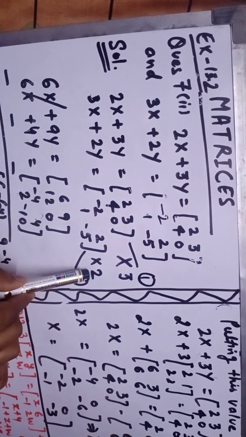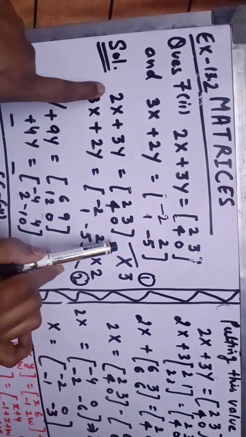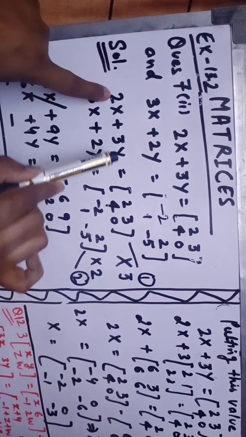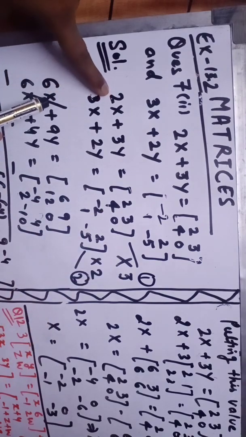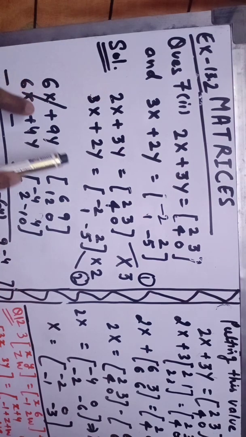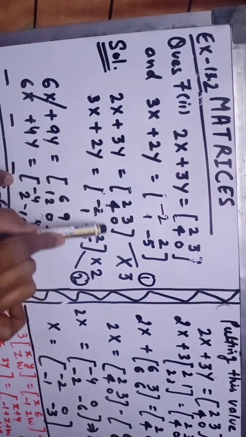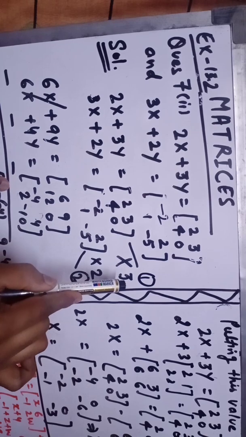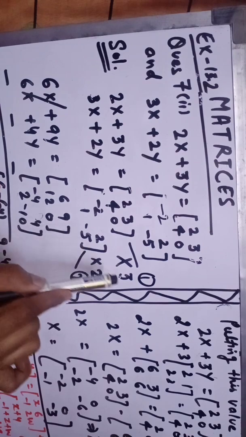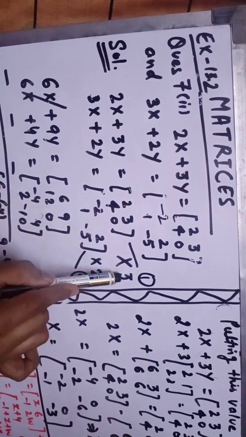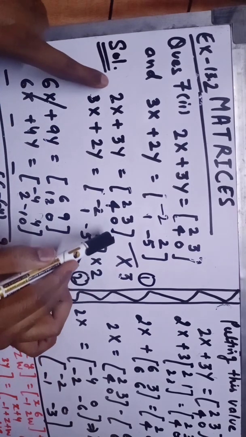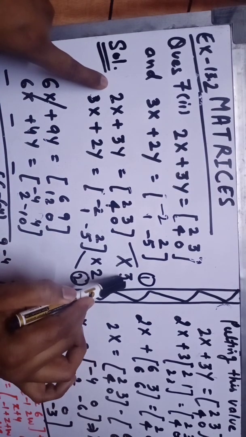Fine. If you multiply the equation number 1 by 3, you will get 2 into 3, that is 6x. 3y into 3, that is 9y. And this whole matrix must be multiplied by 3, that would be 3 into 2, that would be 6. 3 into 3, that would be 9. 4 into 3, that would be 12. 3 into 0, that would be 0. So here is your new equation after multiplying the first equation by 3.